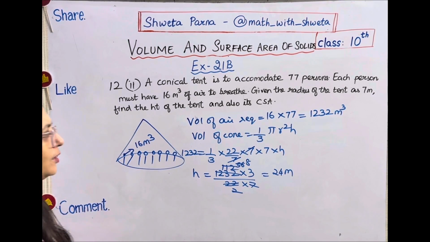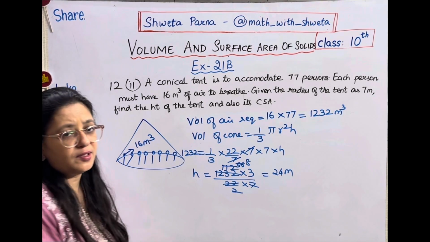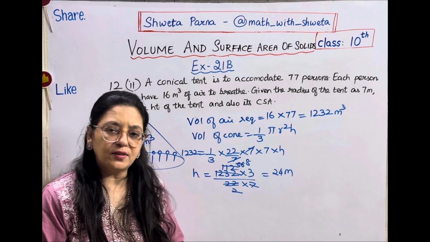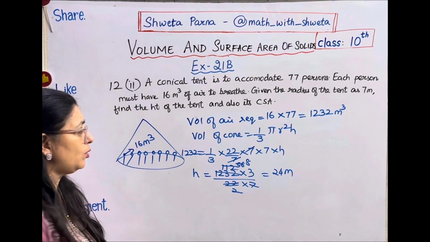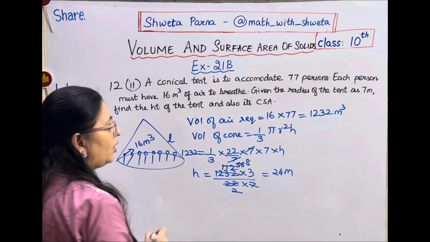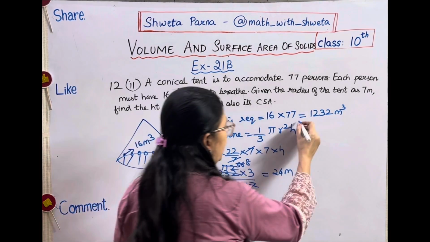Fine. Now you got the height. Now you have to find the curved surface area. So what is the formula to find the curved surface area? It is pi r L. Is the value of L given to you, the slant height? No, this is not given to you. So first you will have to find L.